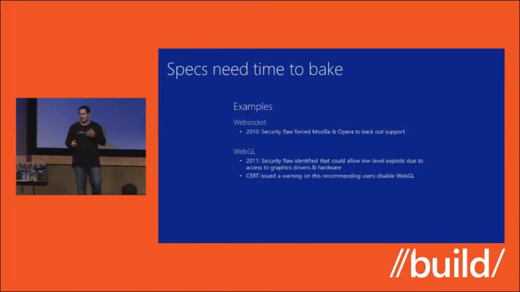Well, in this case, I'm going to give you an example. WebSockets, which is a fantastic API, was put out there. And in 2010, a security issue was identified, which forced both Mozilla and Opera to pull it out of the browser. Now imagine this. You've built a whole business around WebSockets. And all of a sudden, a browser has to pull the feature out. What's the impact on your business? What's the impact on your customers? Your site is not functional anymore.